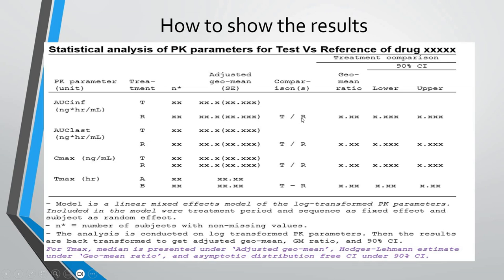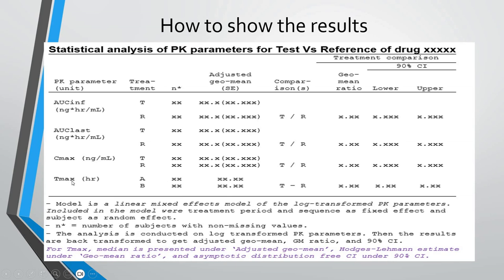We have estimated the geometric mean ratio, along with the lower bound and upper bound. What we have to test here is that it should be within the range of 0.8 to 1.25. In the footnote, we have provided how my model has been constructed: log transformed, with subject as a random component, and period, sequence and treatment as fixed effects. That's how my model has been constructed.